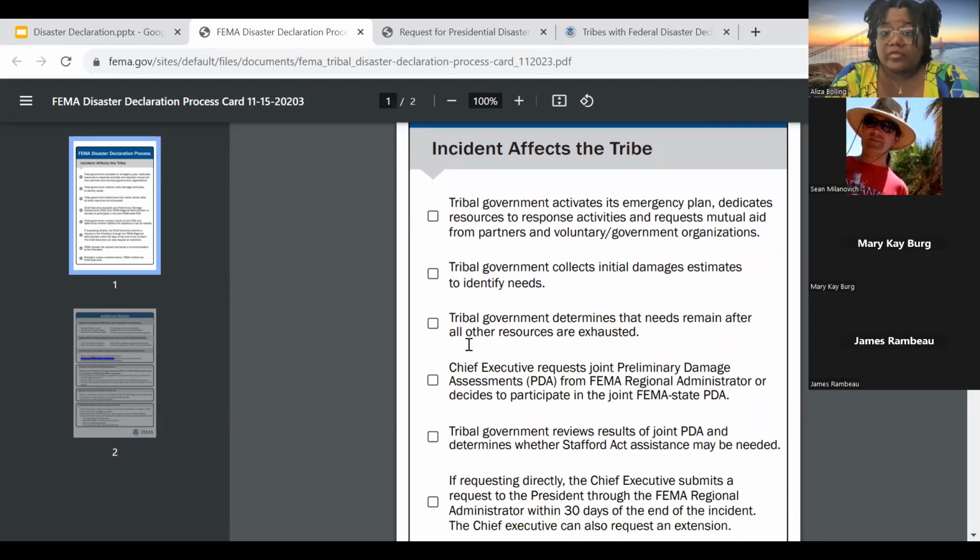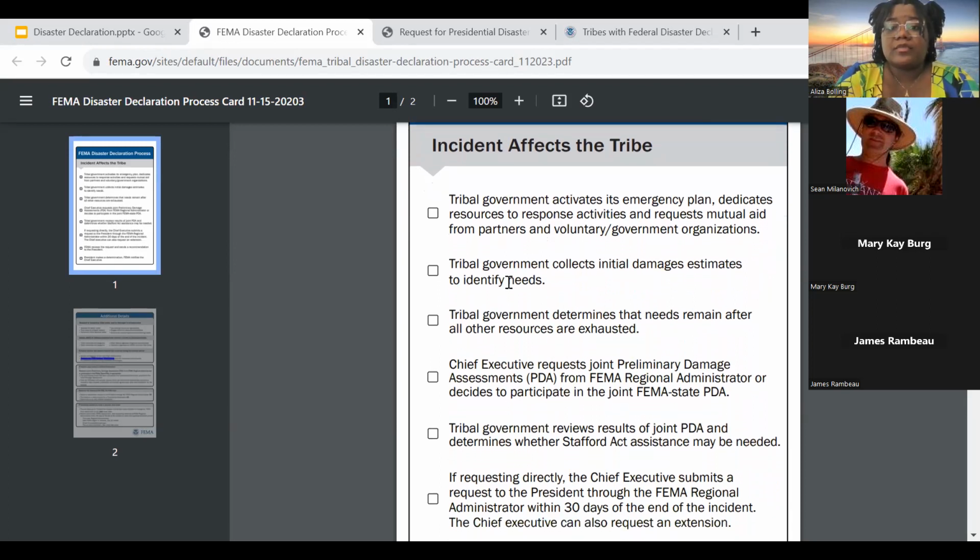And the tribal governments would collect initial damage estimates to identify what is needed, so how much water is needed, how many buildings are damaged, what materials are needed, in terms of first aid, how many people have been injured, how many people are safe. Then the tribal government will determine what needs remain after they've used their resources and supported their communities with what they have. They go through and make sure to see what other resources they need, and then they request that information.